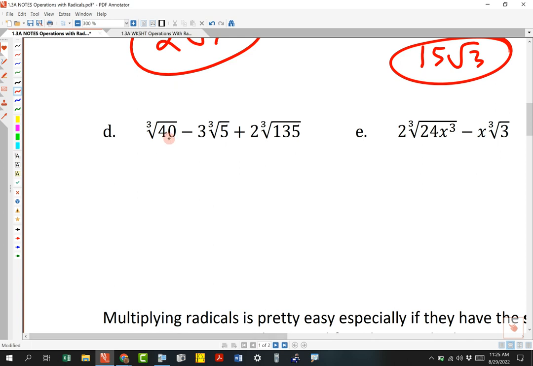This is a cube root of 40. We're looking for triples, groups of 3. This is 8 times 5. That's a 2, a 2, a 2, and a 5. Group of 3, one of those 2's on the outside. 5 left underneath. Nothing to simplify there. 3 cube root of 5. We got a cube root of 135.